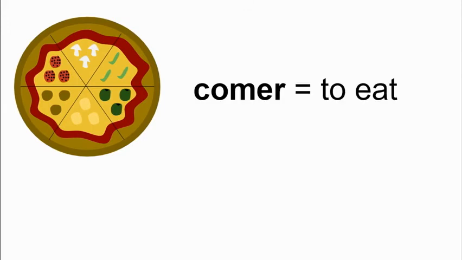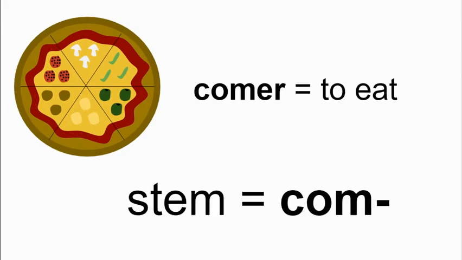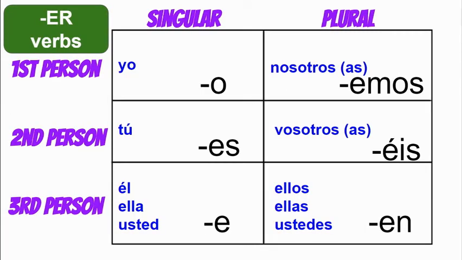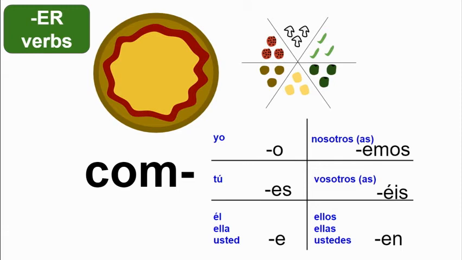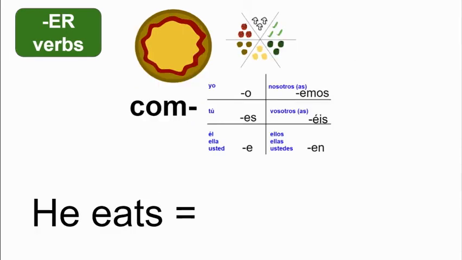So for example, with the word comer, to eat, the stem is com. I got that by just dropping off the -ER at the end. And these are going to be my -ER verb endings. They're a little bit different from the -AR. Basically, everywhere where there used to be an A, now we've replaced it with an E. And I'm going to choose my correct ending depending on who is doing the eating. So I've got my stem, com, and I've got my endings, -o, -es, -e, -emos, -éis, -en.